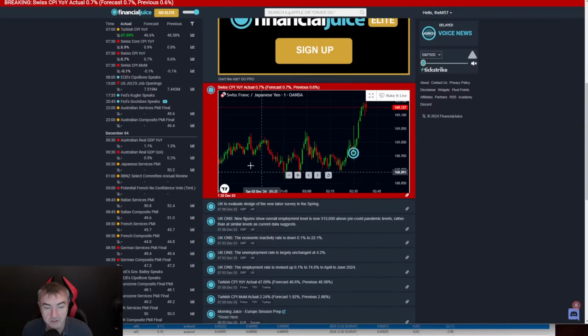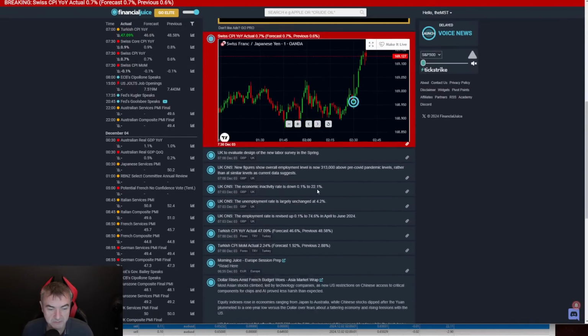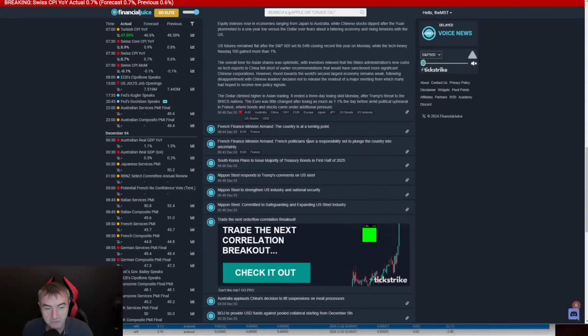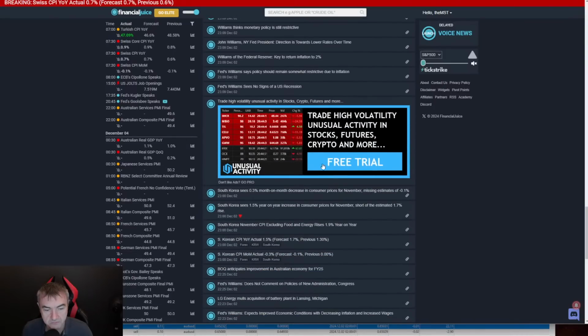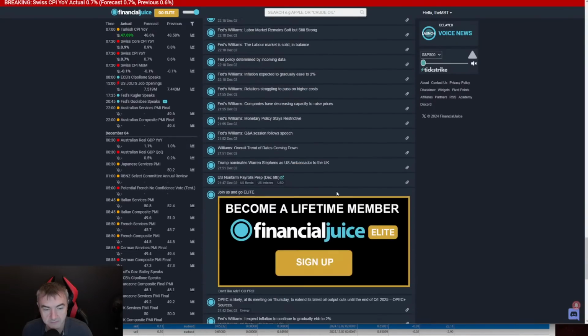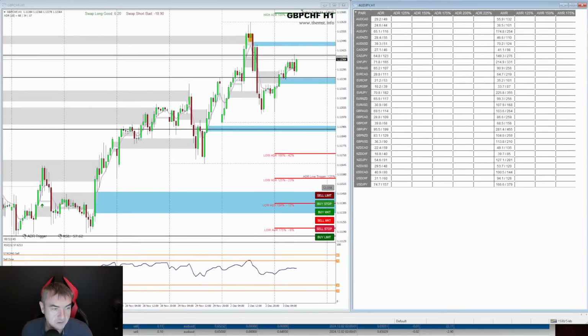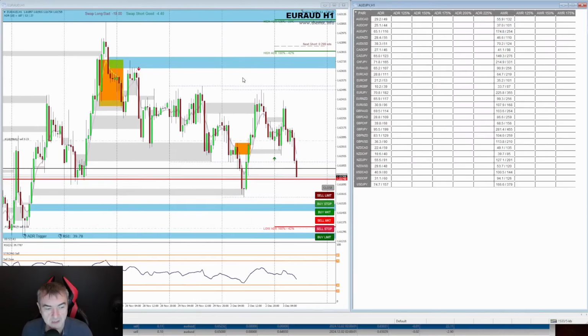There's your Swiss CPI. As you can see, we had a bit of movement but nothing exciting. Other than that, not a lot else. There's a hell of a lot going on in France at the moment. It looks like there's a revolution going on and the government's going to get overthrown. So the euro, be wary.